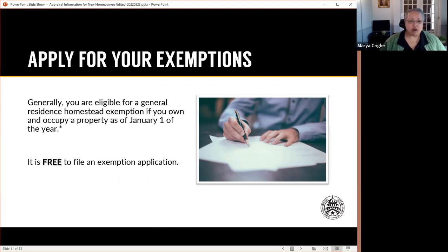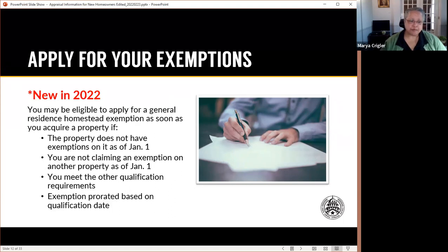So if you get any of those offers that are saying, pay me money and I'll do it for you, it's easy to file for it. Throw that away. You can do it yourself and save yourself some money. Again, it's absolutely free to file for an exemption application at the appraisal district.